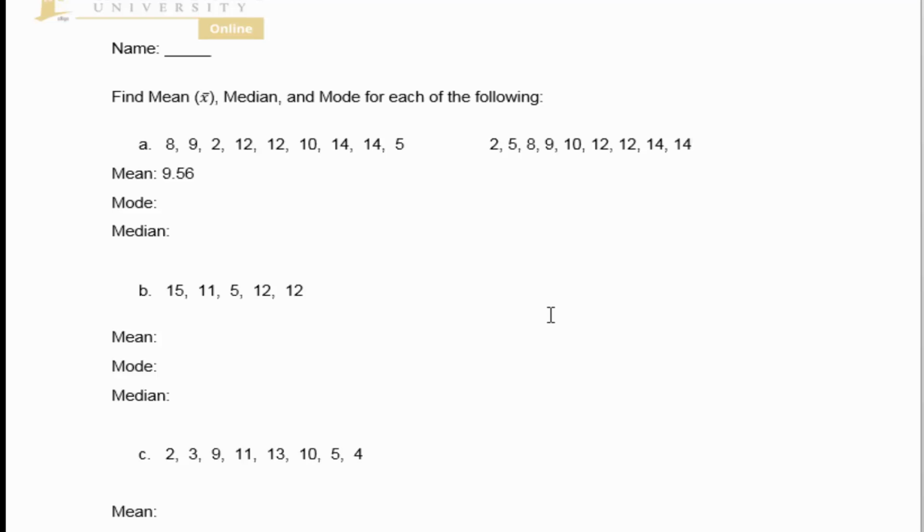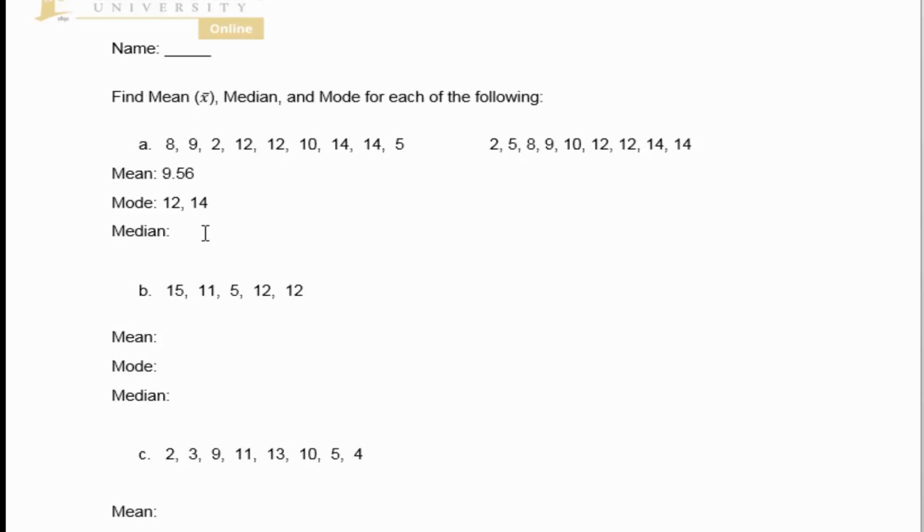Mode is the most frequently occurring score. It is not any score that occurs more than once. It is the score or scores that occur most frequently. In this data set, we have only one score for 2 through 10, but we have 2 for 12, and we have 2 for 14. Therefore, this is a bimodal data set. It has 2 modes. The modes here are 12 and 14. 12 and 14 occur twice each, and they are both our most frequently occurring score.